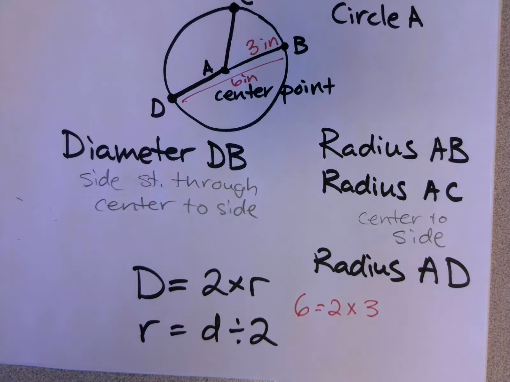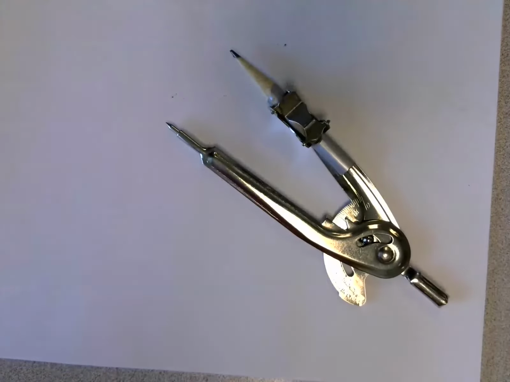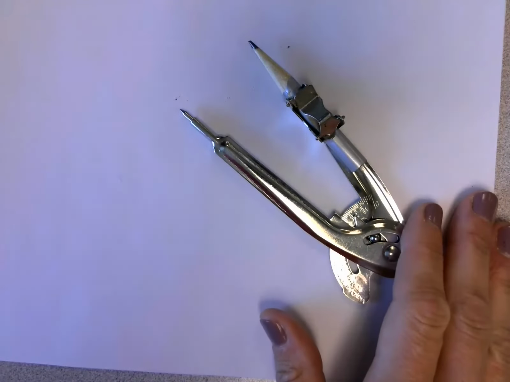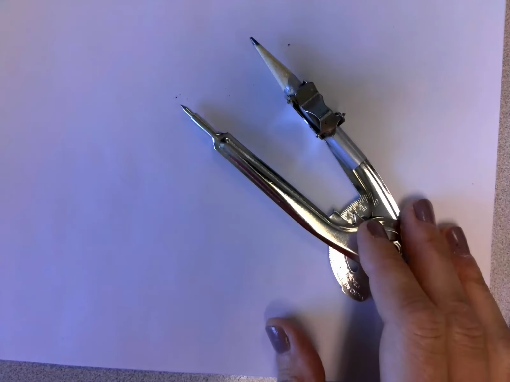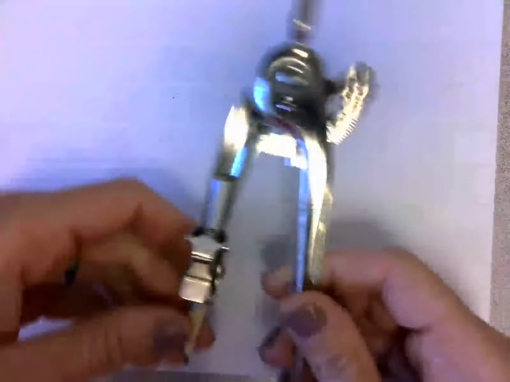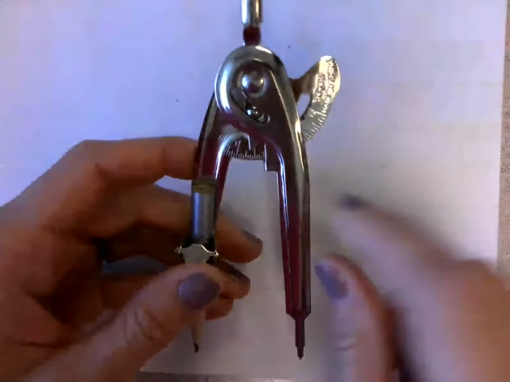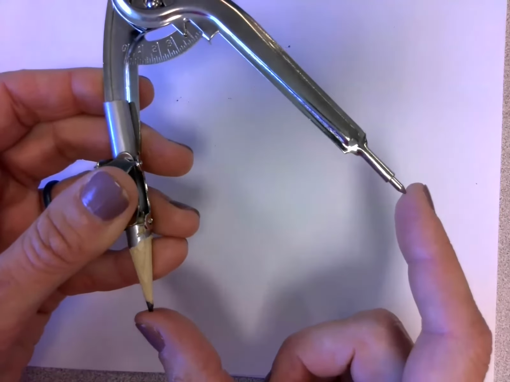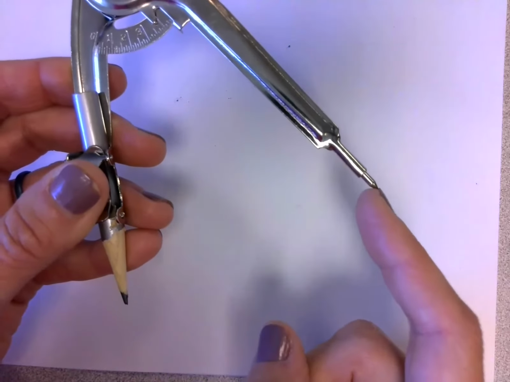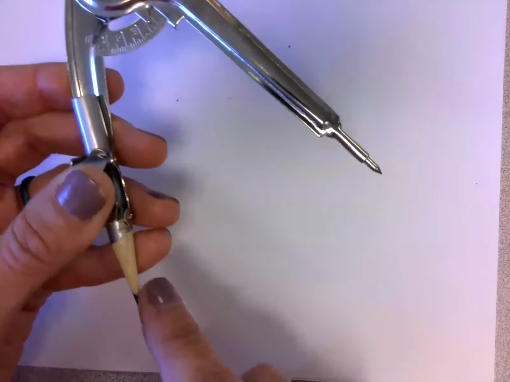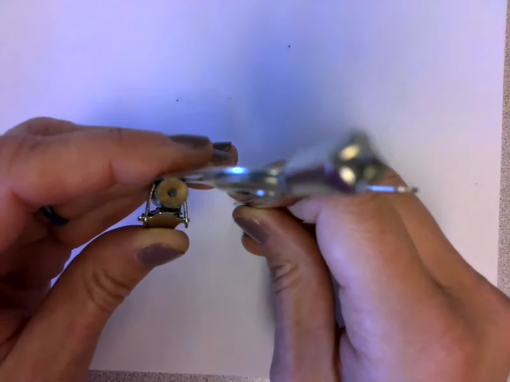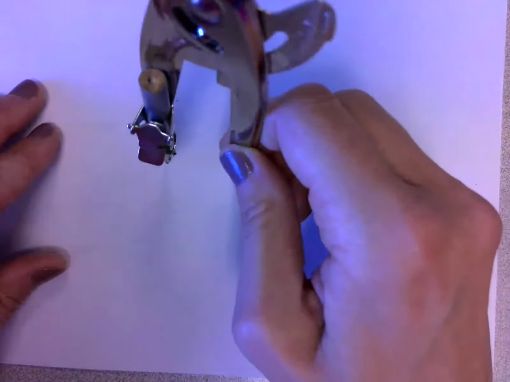Well, let's try another one. And this time I'm going to show you how to use this tool. This is not a weapon. This is a math tool. This is called a compass. No, not like a compass rose. It's a compass used to draw circles. What it does is you open it up, and this would be your radius. So this would be your center point. I'm going to keep this really still, and then my pencil is going to trace lightly around the center point to make my complete circle.